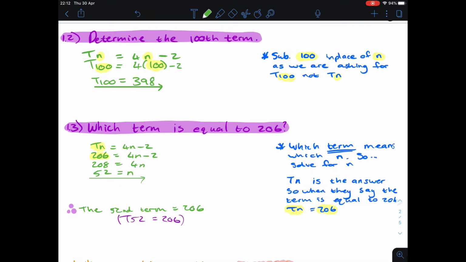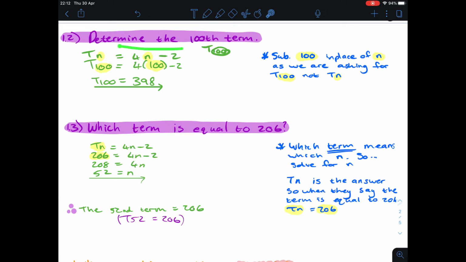Okay, so the next type of question they can ask you is to determine the 100th term. So that means term 100. The 100th term will be term 100. So instead of Tn, you will need to see T100. So instead of the n, you want to see 100.